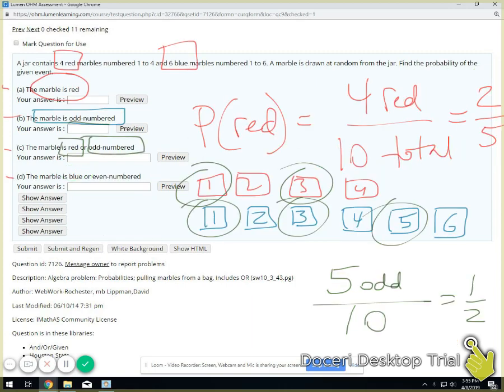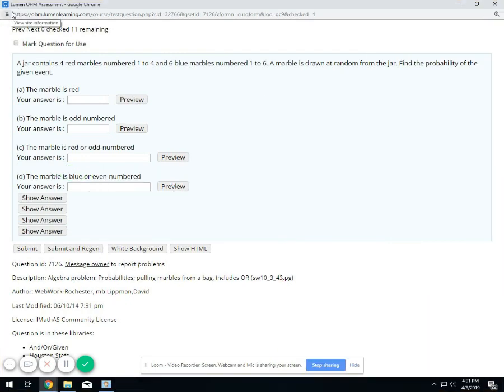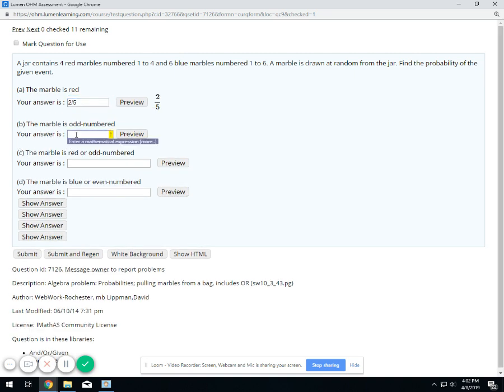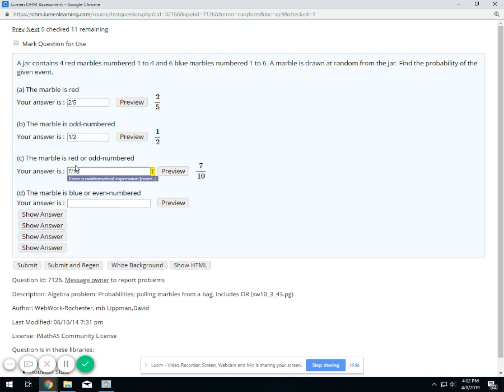Okay, so let's check our work. 2/5 was our first answer. 1/2. Then 7/10. Two out of 5. 1 out of 2. 7 out of 10. And 4 out of 5.